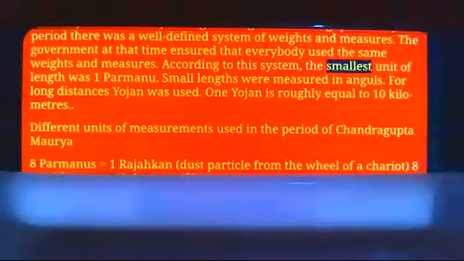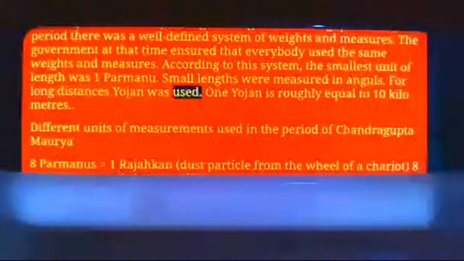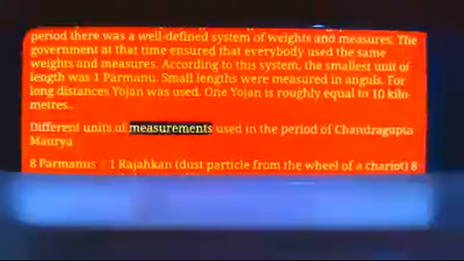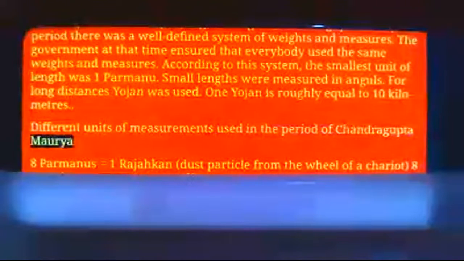According to this system, the smallest unit of length was 1 parmanu. Small lengths were measured in angul. For long distances, yojan was used. 1 yojan is roughly equal to 10 kilometers. Different units of measurements used in the period of Chandragupta Maurya.